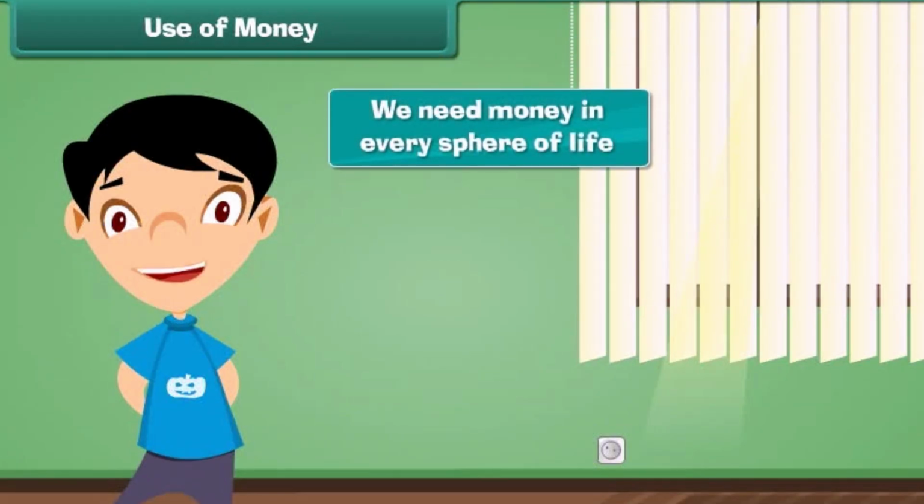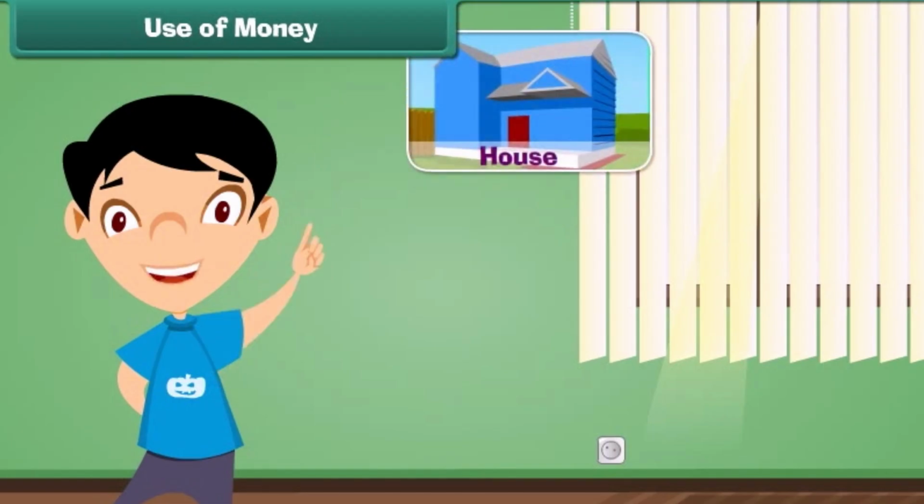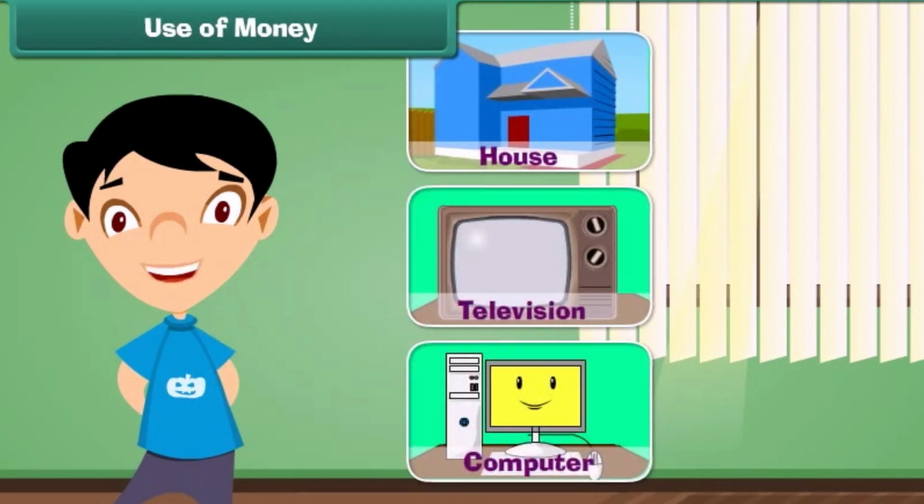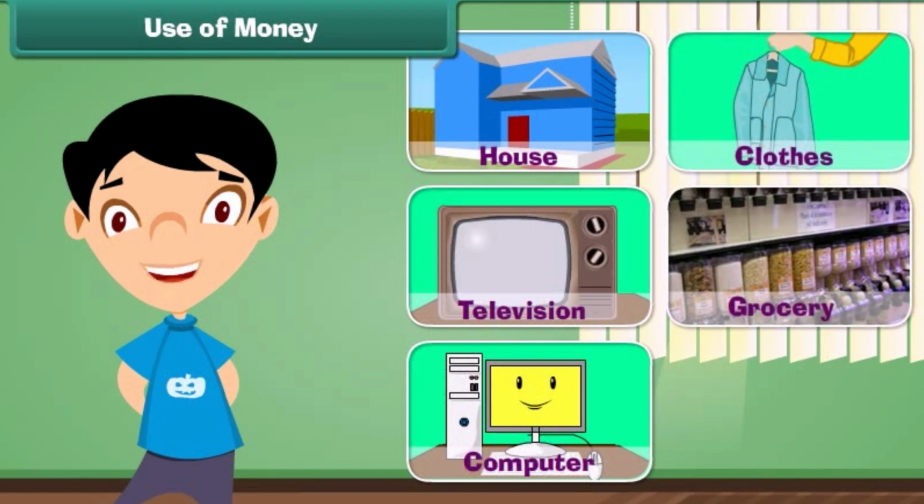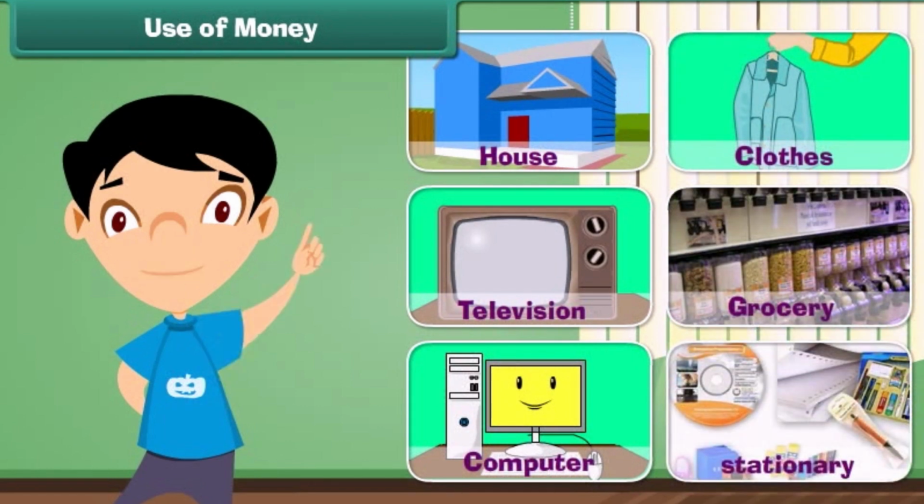We need money in every sphere of life. We require money to buy a house, television, computer, clothes, grocery, stationery and many more things.